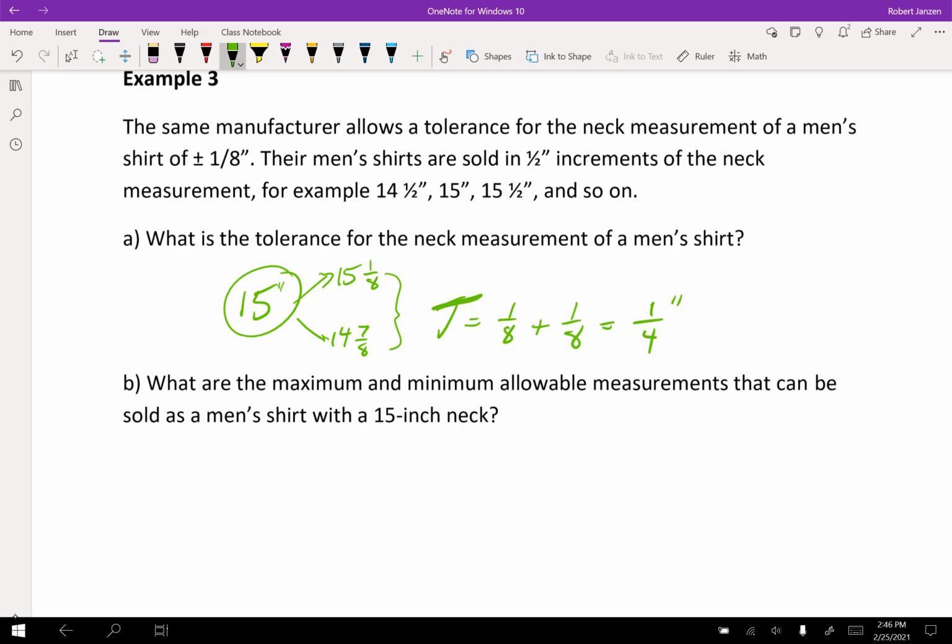What are the maximum allowable measurements that can be sold as a men's shirt with a 15-inch neck? Oh, well, there you go. We were just going to do that. So 15 plus 1/8. The upper limit would be 15 1/8 of an inch. The lower limit would be 15 minus 1/8, which would give you 14 7/8.